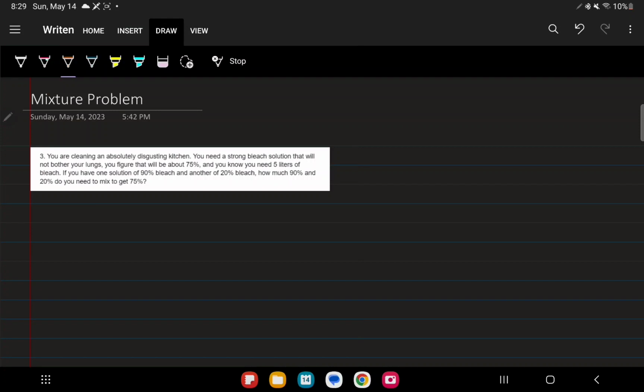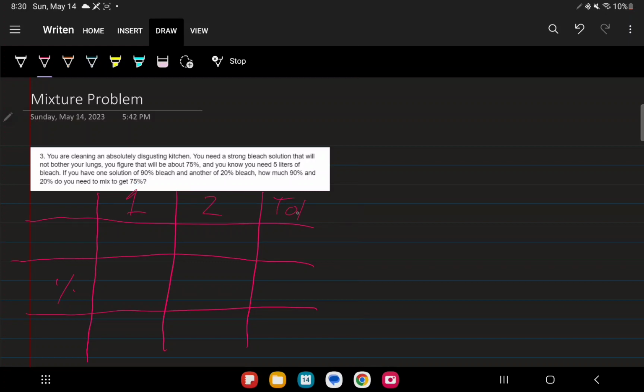Let's draw our table. Use red for the table. So we need 3 lines vertical, 3 lines horizontal. Beautiful table. Like having an old friend back. I know you guys just love your mixture problems. Okay, so we have our percentage, 1, 2 in total.